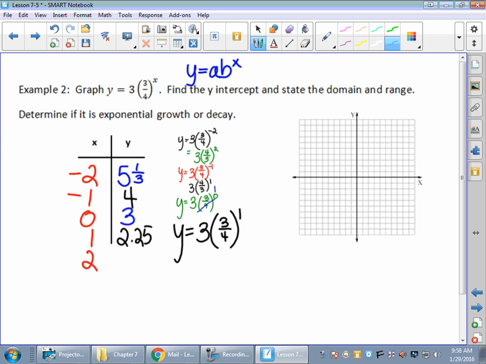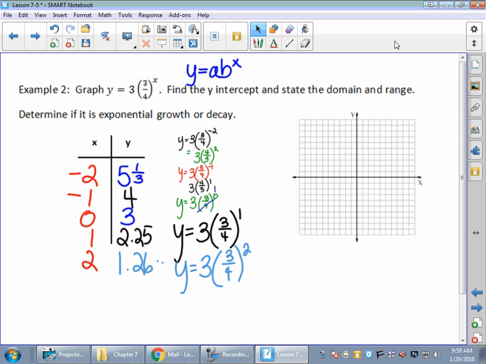And last but not least, y equals 3 times 3/4 squared. When I do that math, I end up with 9/16 times 3. This is going to get me a decimal, like 1.26, something irrational, I think. I could put in 100 if I wanted, and I would get a super teeny tiny 0 point something.